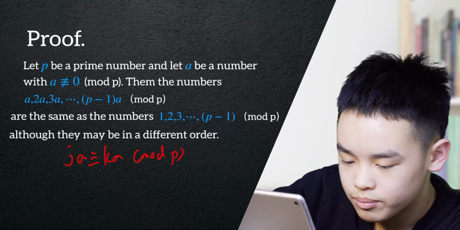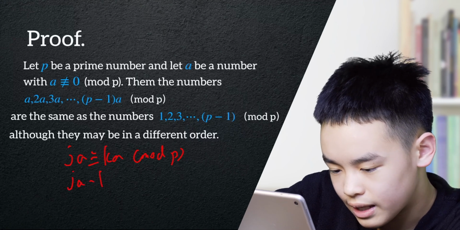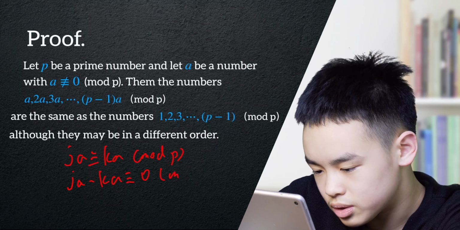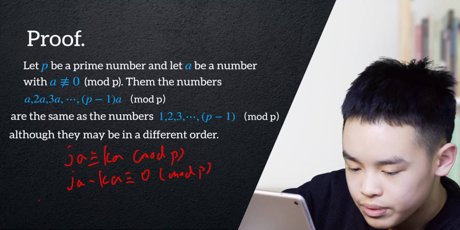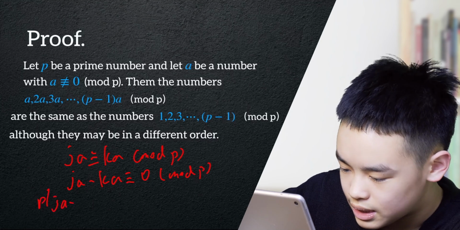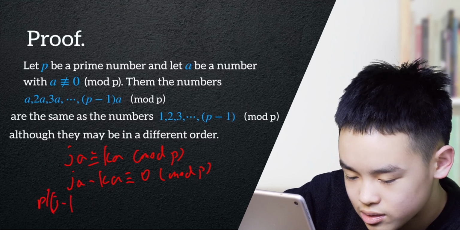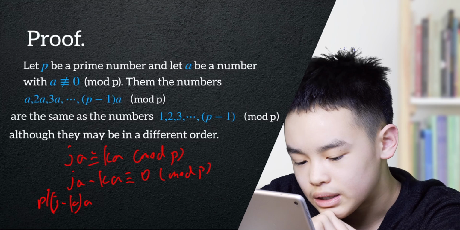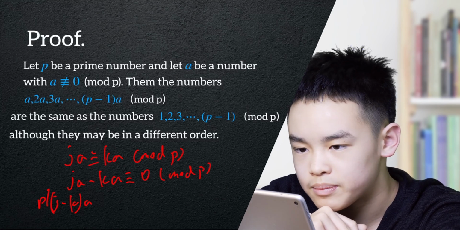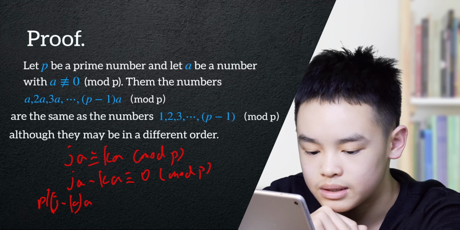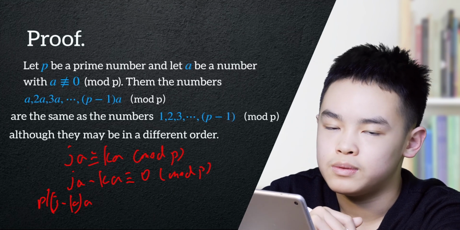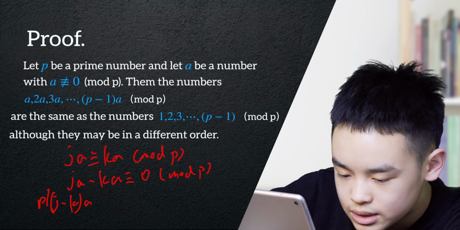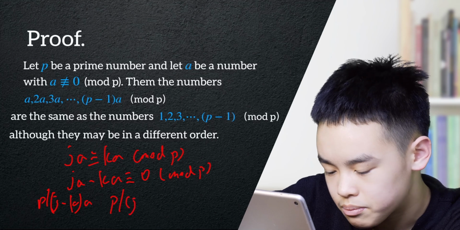And then we subtract both sides by KA to get JA minus KA is congruent to 0 modulo P, which basically means that P divides JA minus KA, which we can write in this form. Now, we already know that P cannot divide A, and P is also a prime number, so the theorem from before, where P is a prime number, and when P divides AB, P must divide A or divide B or divide both. It works. So P must divide J minus K.